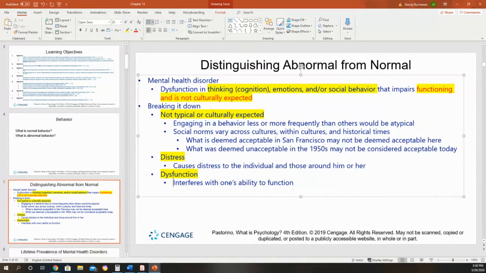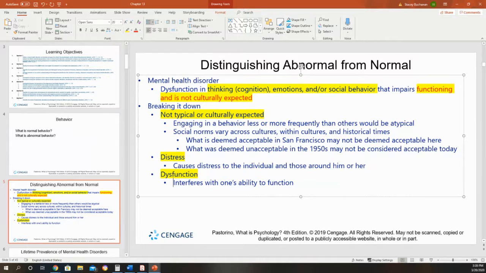If the behavior causes distress to the individual or those around them. So if somebody is suffering from anxiety or obsessive compulsive disorder, they have to obsessively check things.